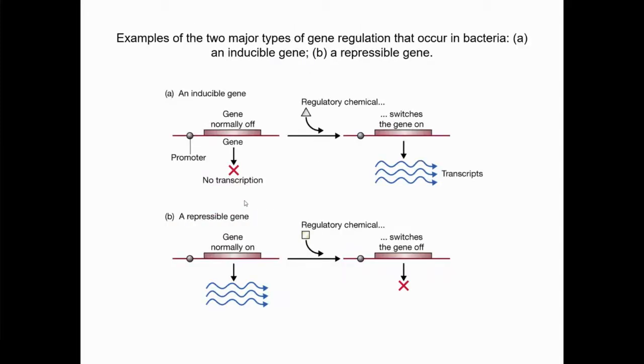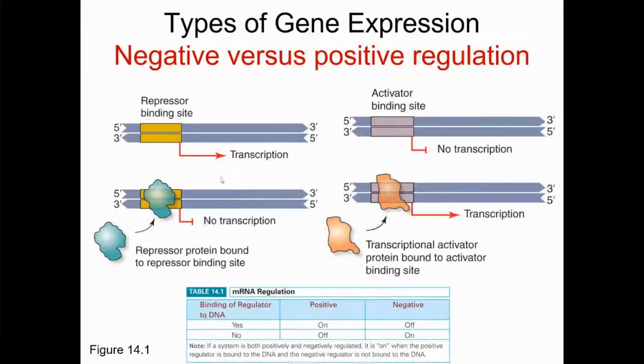These are just examples of gene regulation occurring in bacteria. Panel A here is the inducible gene. For an inducible gene, when you add the regulatory chemical, you switch on the transcription, so you produce the transcript. For a repressible gene, when you add the regulatory chemical, you switch off. And all of this is controlled by the promoter.